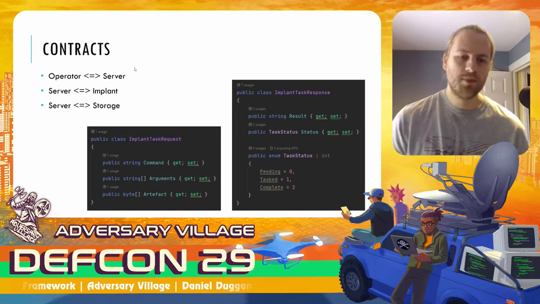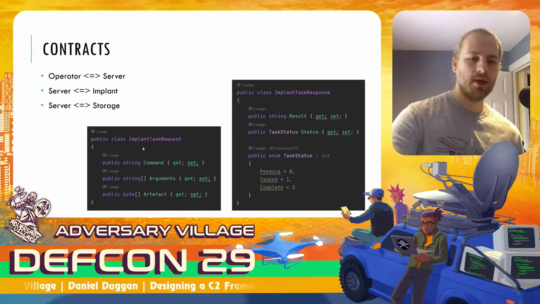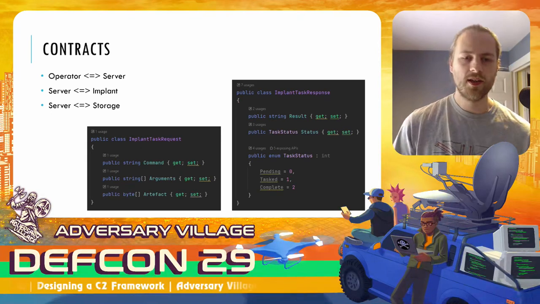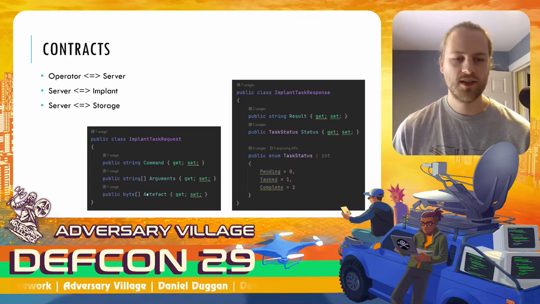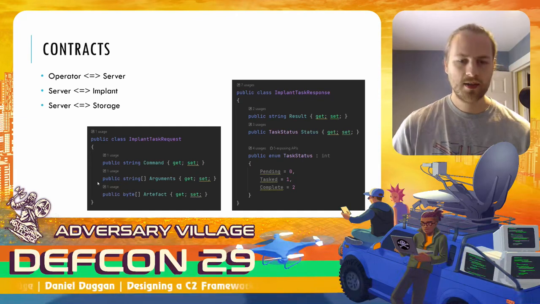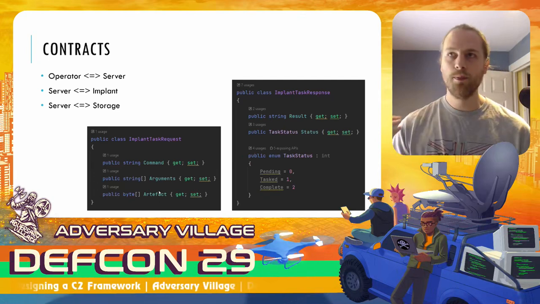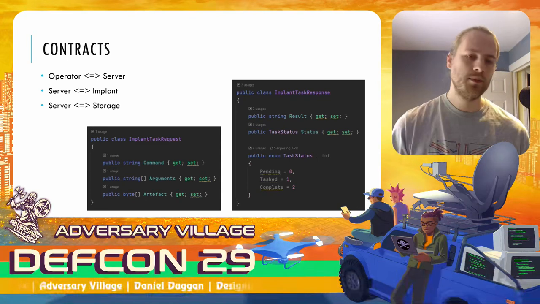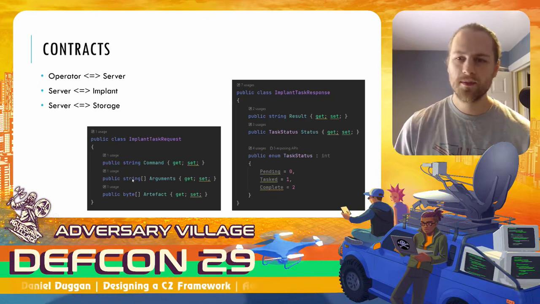So here's a code example of a task request. This is what an operator might post to the server. It's got a command, an array of arguments, and an artifact. If this was an execute assembly command, the artifact would be the whole assembly. So you're going to push, say, Rubeus down to your implant and tell it to execute with these arguments.